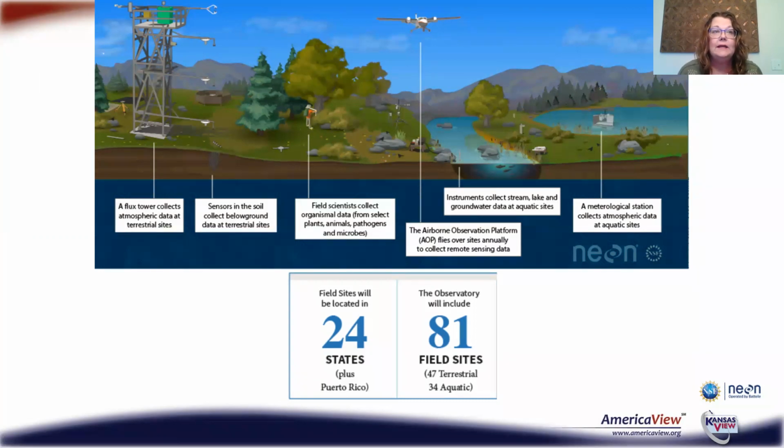Along with the AOP data, we have field scientists collecting information on plants, animals, pathogens, and microbes. We have soil sensors at the terrestrial sites, and the flux tower out at the KU field station collecting atmospheric data. There are also instruments collecting stream, lake, and groundwater data at particular aquatic sites. So there's a lot of information covering a lot of different components of the landscape that can hopefully help inform some really complex research questions.